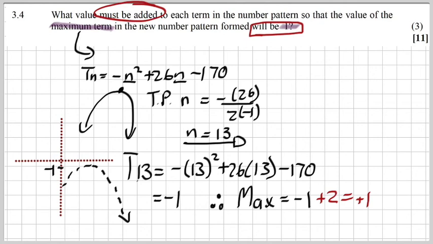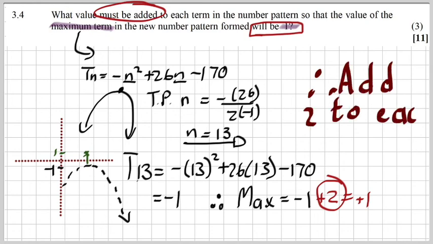But that's not the most important thing. I want this maximum to be at positive 1. So in other words, how am I going to get my graph to be there? I am going to add 2 units. So let's finish off the sum quickly. Therefore, I need to add 2 to each term, and then the maximum will be 1.